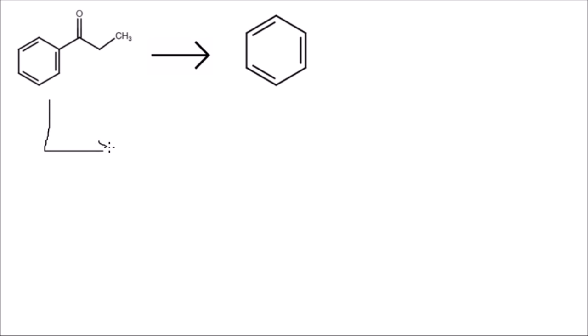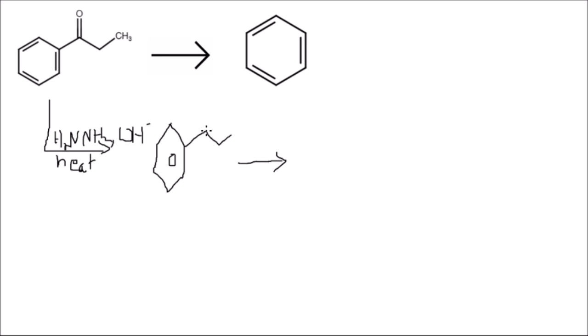So I'm going to use the Wolff-Kishner reaction, which involves NH2NH2, base, and heat. And what it does, it just removes this, so we get propyl benzene. Step 1, 2, 3.